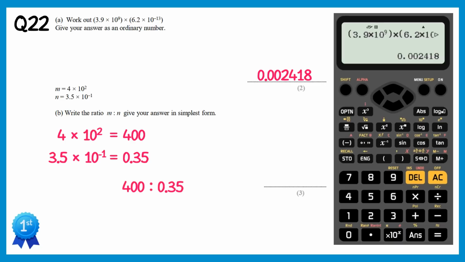We don't normally write ratios with decimals in though, so we need to get this so it's got integers. To do this, I'm going to times both sides by 100. If I times the left by 100, I get 40,000. If I times the right by 100, I get 35. Now we can simplify this. Both of these divide by 5. 40,000 divided by 5 is 8,000, and 35 divided by 5 is 7. So the answer is 8,000 to 7.